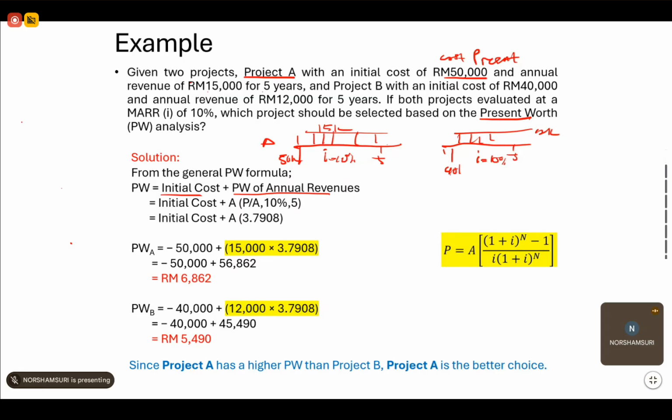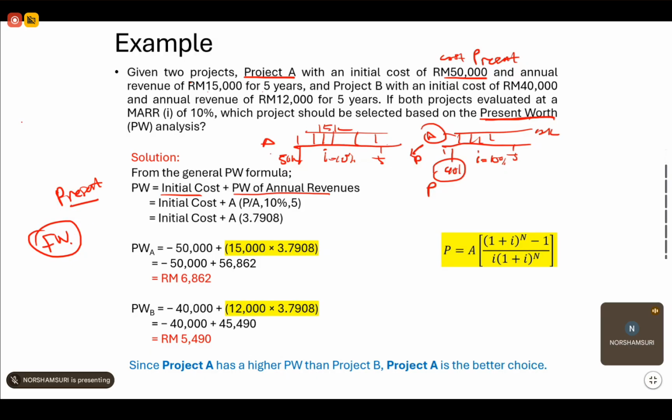What is present value? This one, 40K, is present value. This one is annual value. We have to calculate to go to the present value because it was asking for present worth. Present worth means that all the calculation has to be in present form. If it's asking you for future worth, all the calculation is in the future. Here, everything is present.